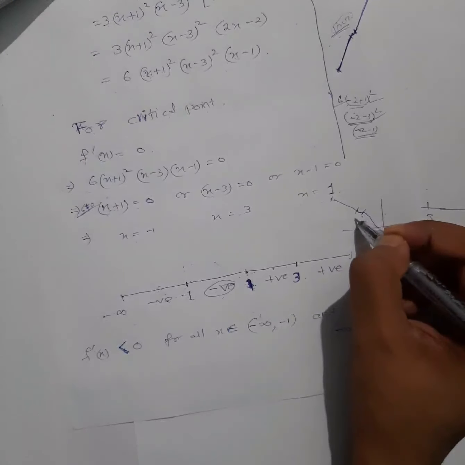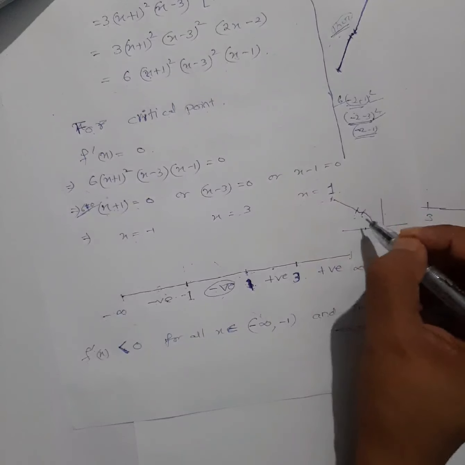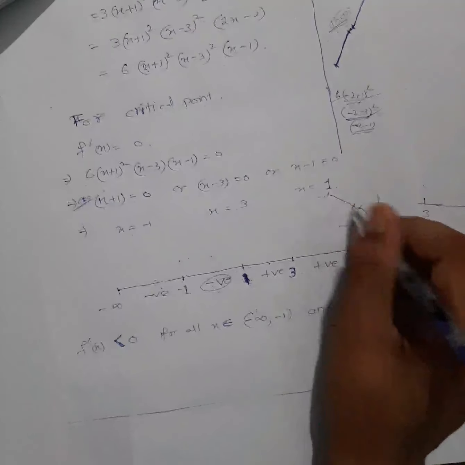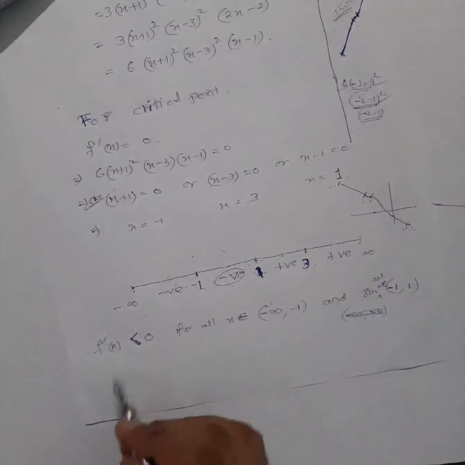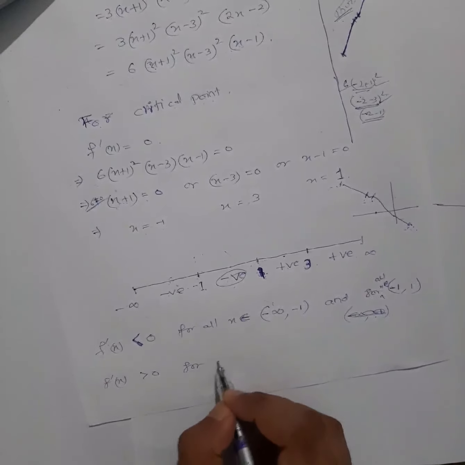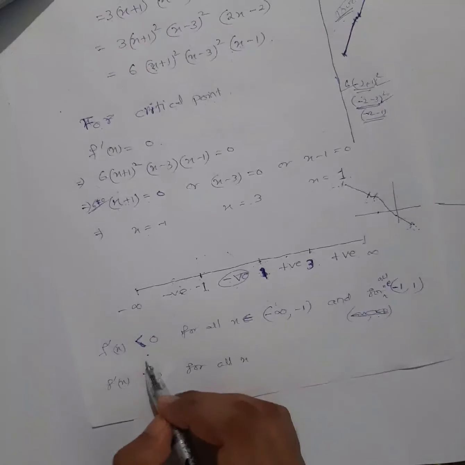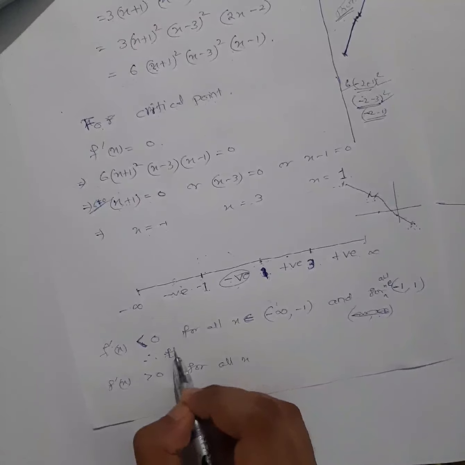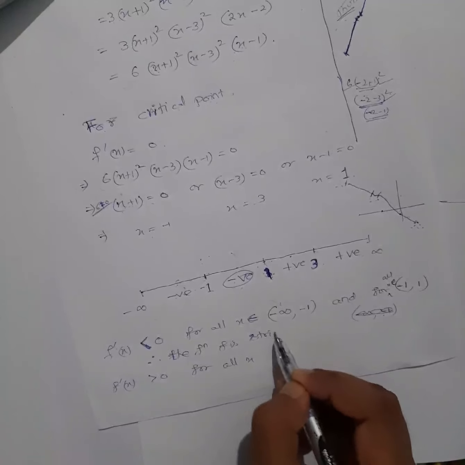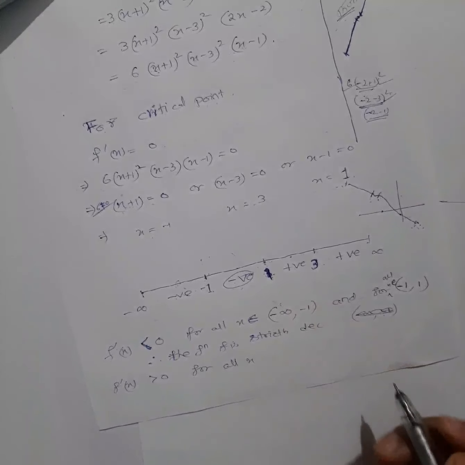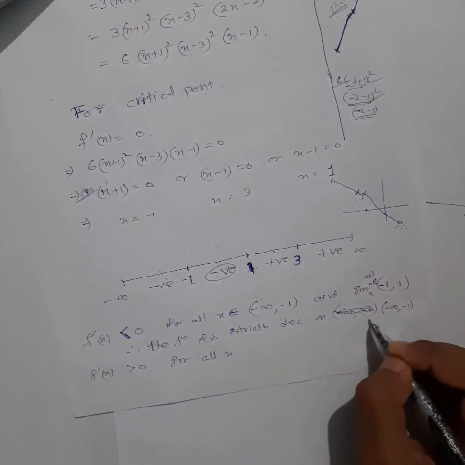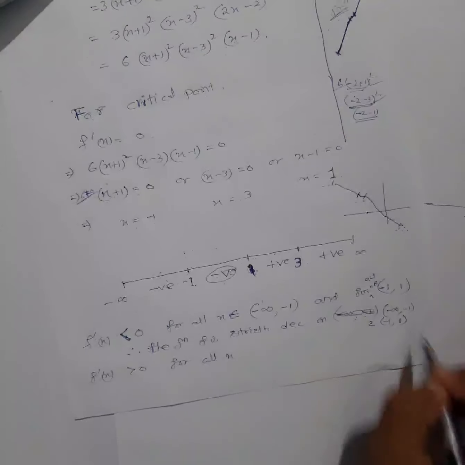So minus infinity to minus 1 it is strictly decreasing. Minus 1 to 1 it will again be strictly decreasing, okay. As a whole, if I say, it will be simply decreasing, okay. Next, for f dash x greater than 0 for all x, here I didn't write, therefore the function f is strictly decreasing on, you write down the intervals minus infinity to minus 1 and minus 1 to 1, okay.